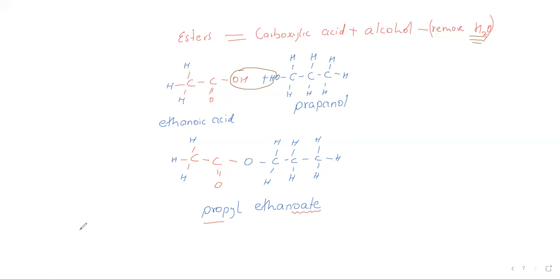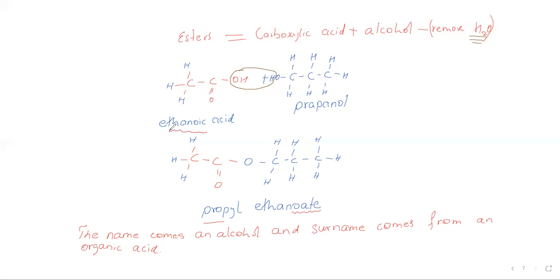The name comes from the alcohol. The name is derived from an alcohol and the surname is derived from an organic acid, as ethanoic. So the surname is ethanoate.